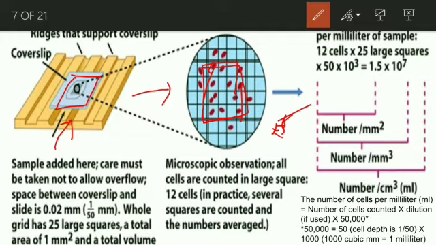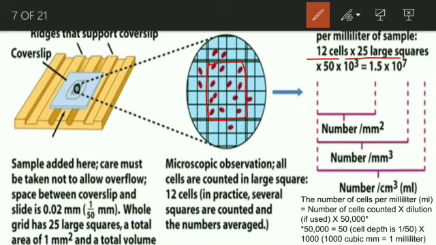When you count the bacteria in this picture, you can see there are 12 cells present in this counter. Multiply the 12 cells by 25 squares, and then you need to add 50,000 to it. Then you will get the number of bacteria present in 1 ml, that is 1 milliliter.